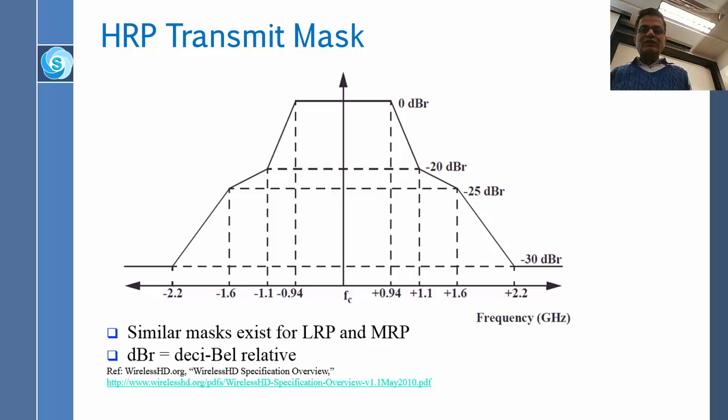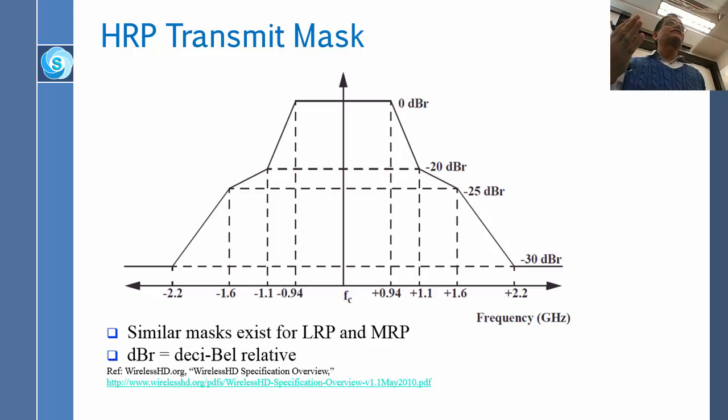So let me just ask you about this thing. The HRP transmit mask is somewhat clearer now. You have to read that paper, by the way. If you don't read this, you won't get the whole thing. But if you read that paper, then you will see this mask, and it might be clearer. But the idea is that the power level is specified like this.